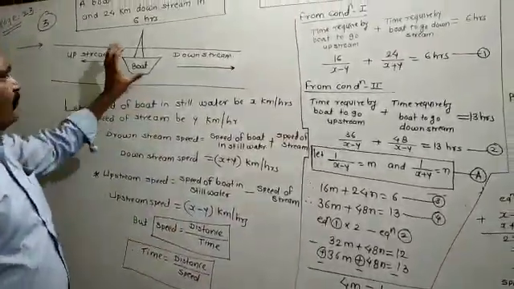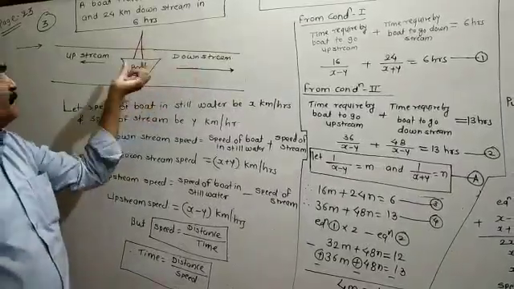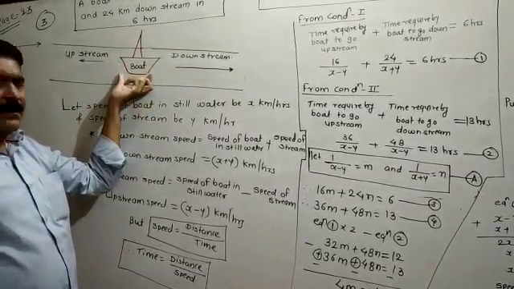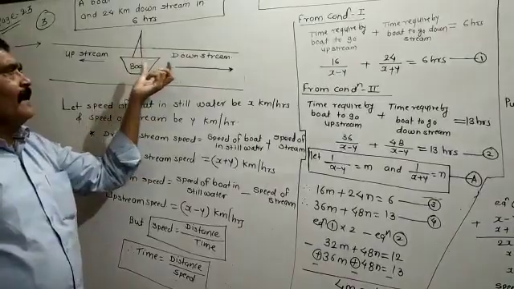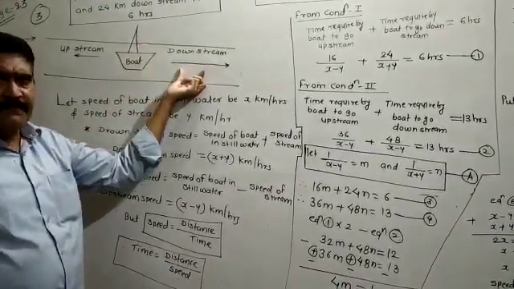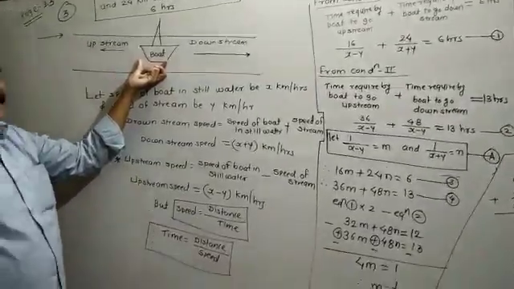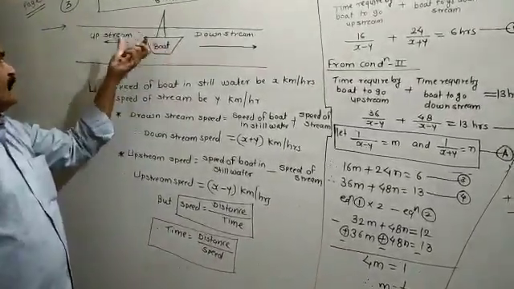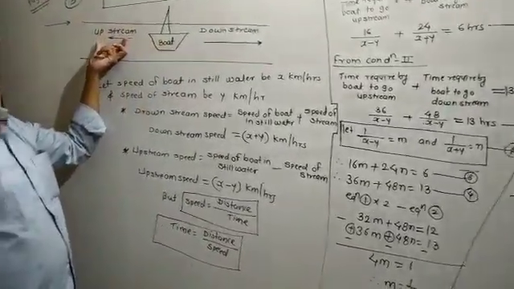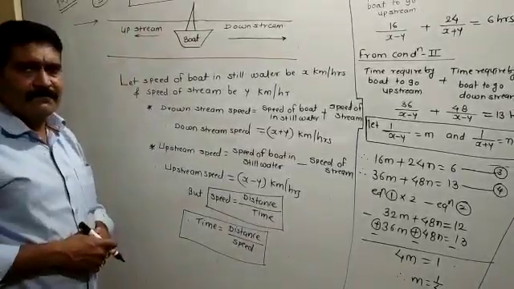Means in downstream, the speed of the boat will add with the speed of the stream. And in upstream, from the speed of the boat, you have to subtract the speed of the stream.